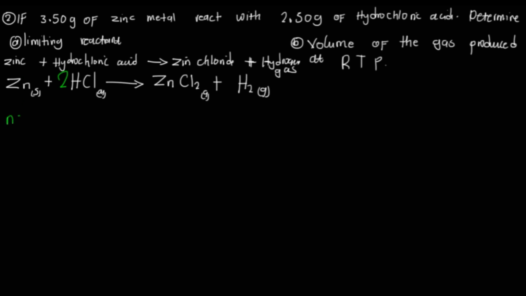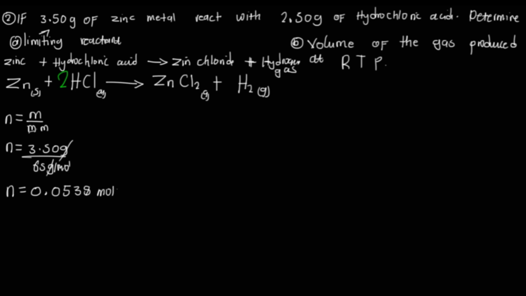So the number of moles is equal to mass over molar mass. The mass for zinc is 3.50 grams over. Now zinc is just a pure metal. The relative atomic mass of zinc is 65, so therefore the molar mass is 65 grams per mole. So now we can divide 3.50 divided by 65. This will give us 0.0538 moles. So these are the moles of zinc.